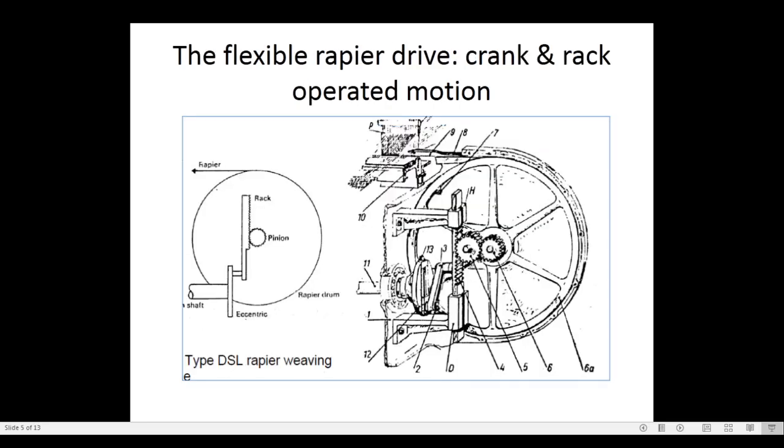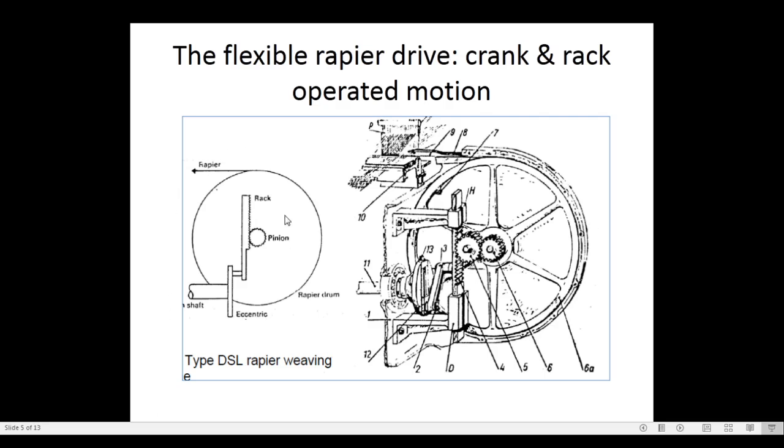Hope you have drawn properly. Now this third type of flexible drive we will see, that is crank and rack operated. So rack and pinion is there. This is the rack and this is the pinion. How it works, we'll see.